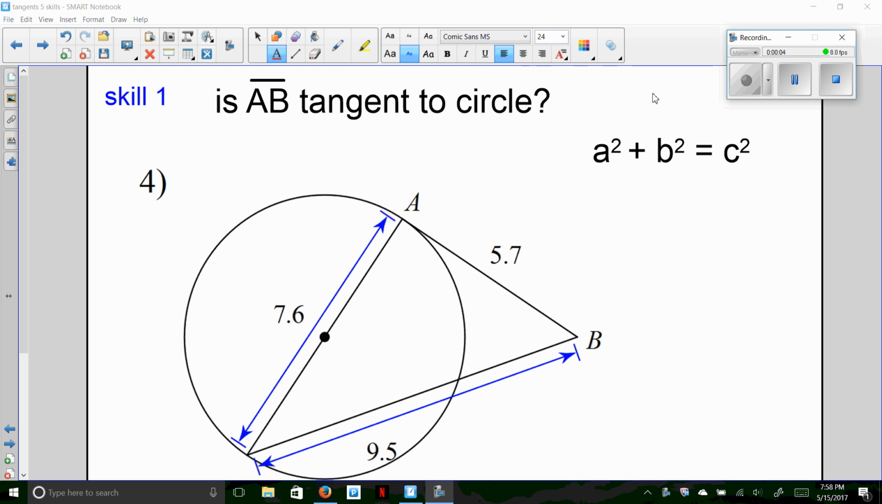All right, here's the video with the 5 tangent skills. I'm going to go through this pretty quickly, but remember you can always pause it.